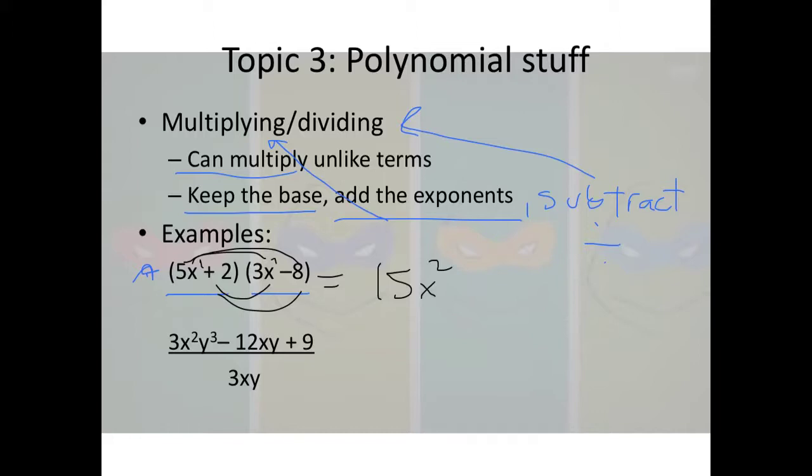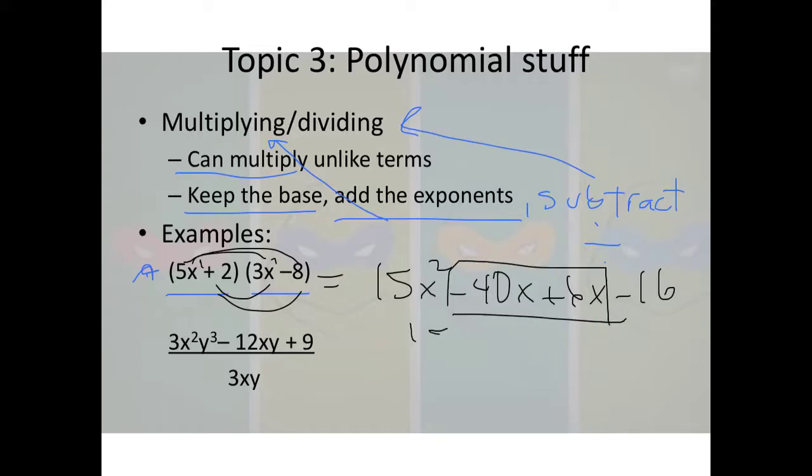5x times negative 8 is negative 40x. 2 times 3x is positive 6x. 2 times negative 8 is negative 16. Okay, we're not quite done because we have two like terms in the middle. So our final answer, 15x squared minus 34x minus 16.